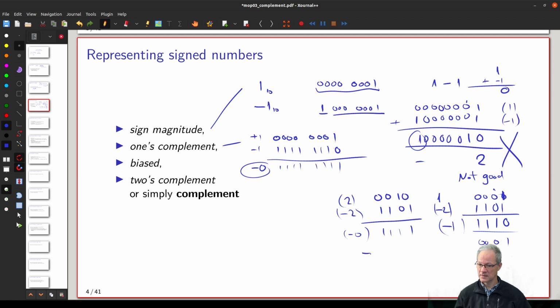Now, what if we try -1 and -2? Is this going to work? -1 is 1, 1, 1, 0. -2 is 1, 1, 0, 1. Right? And then we add them together. It's going to be 1, 1, 0, and there is 1 for the carry, 1, and then there is 1 for the carry, 1. So it looks like we have an overflow here. The result seems to be bigger than 4 bits now. But what's the actual value of this guy? The actual value of this guy starts with 1, so we need to invert it to get the value with the minus, so it's going to be 0, 1, 0, 0, which is the same as 4. So this is 4, therefore this one is -4.